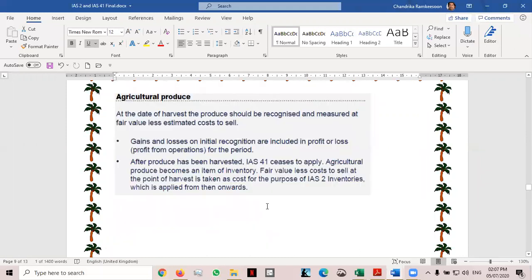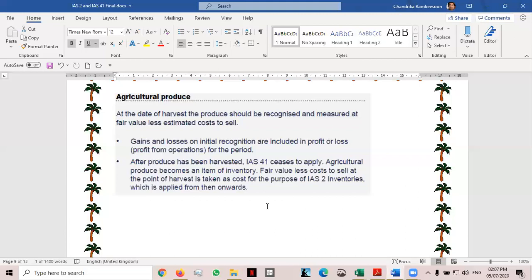Agricultural produce. At the date of harvest, the produce should be recognized and measured at fair value less estimated cost to sell. Gains and losses on initial recognition are included in profit or loss for the period. So notice what we see in here is that at the date of harvest, the produce should be recognized and measured at fair value less cost to sell. Now remember, up to the point of harvest, the plants, the item, the produce will be treated under IAS 41. Gains and losses on initial recognition go to P&L.